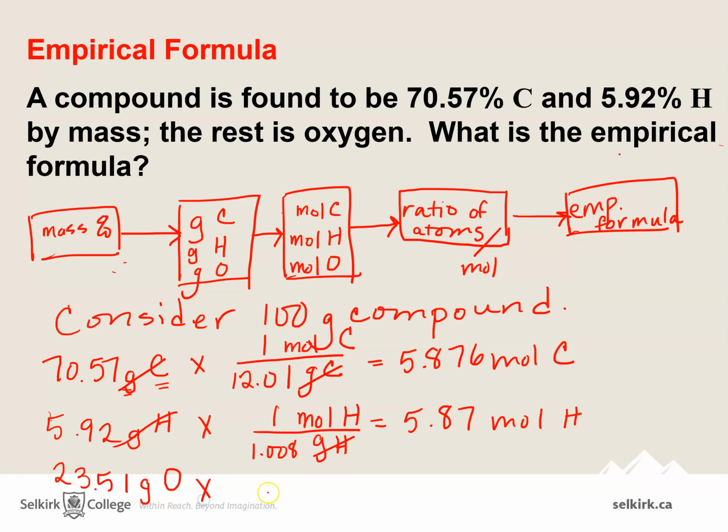Finally, for the oxygen, get rid of grams of oxygen. Get moles of oxygen. 1 mole of oxygen atoms has a mass of 16.00 grams.